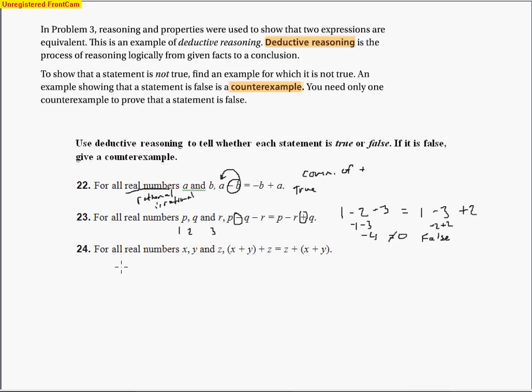So on this one it says, for all real numbers, x plus y plus z equals z plus x plus y. So basically they have the same exact thing. On this one here, what they did is they just used the commutative property again. They took the plus z, and they just moved it to the other side of the parentheses there. So this is the commutative property of addition. So this one is going to end up being true as well.